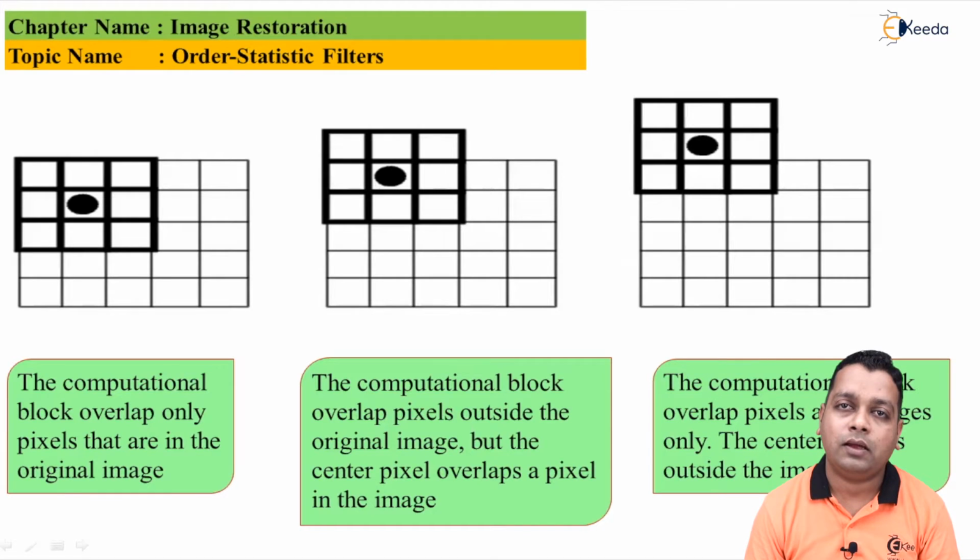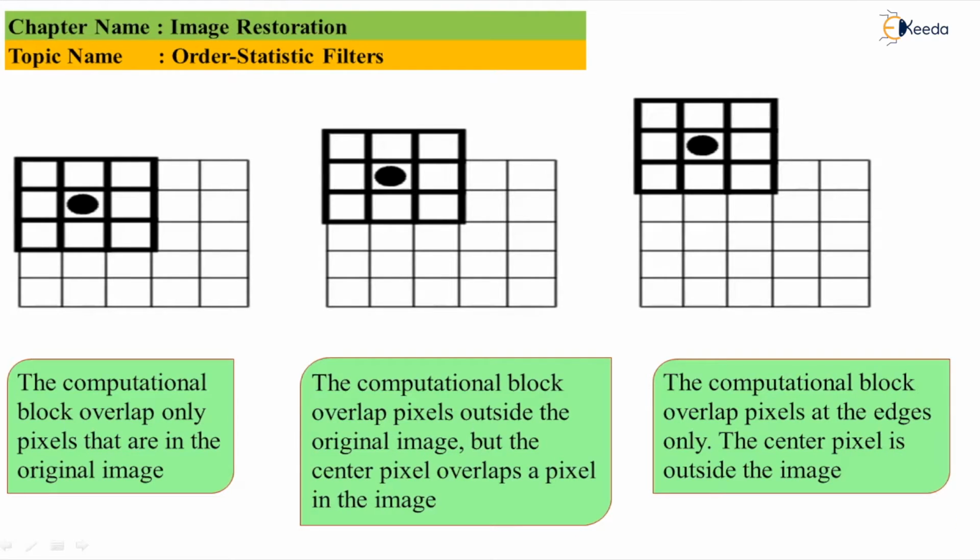In another case, we have a situation where the neighborhood is selected such that the center and a few of the elements are outside the image span. The computational block here overlaps pixels at the edges only.